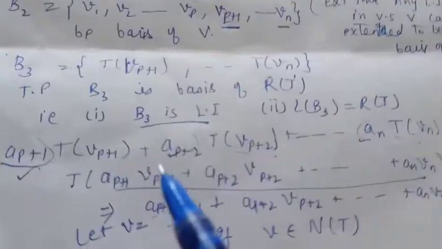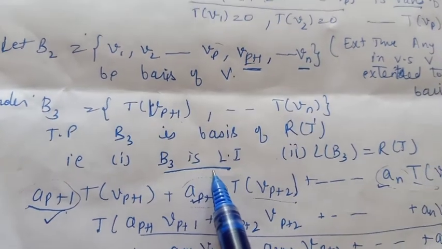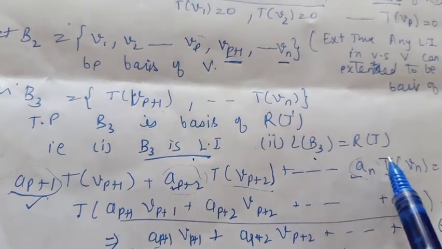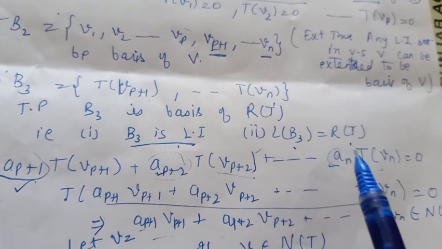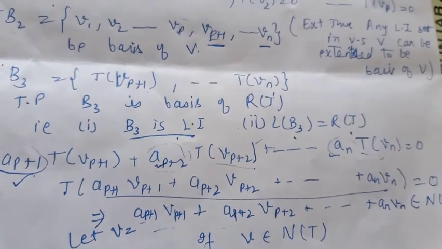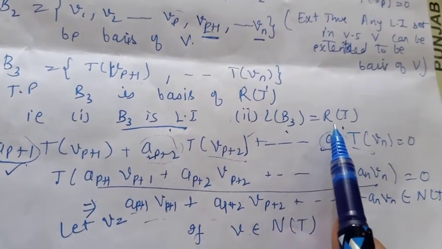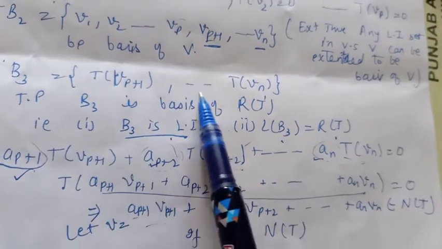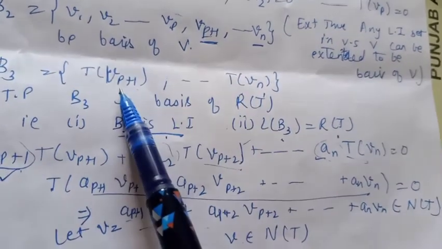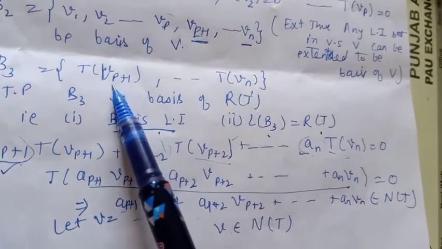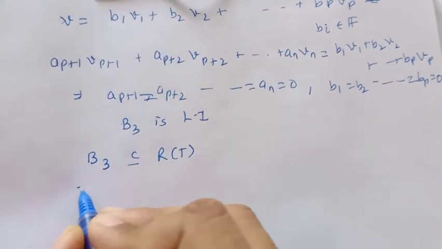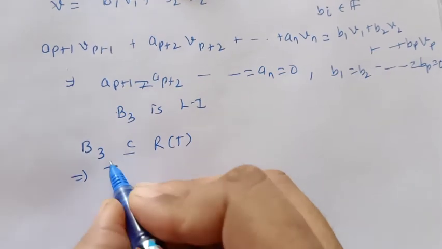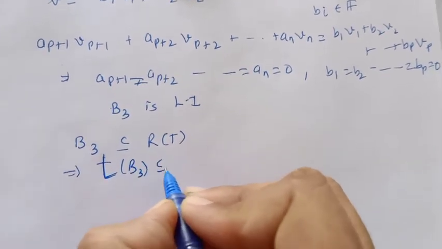Now we have to prove two things. We have to prove B3 is linearly independent and the linear span of B3 is equal to the range of T. So now we have to prove the second part. First thing you can observe about this B3: these are the elements, so these are the images of elements of V. So these obviously belong to the range set of T. So B3 is contained in R(T). Therefore, their linear span would obviously be contained in R(T).